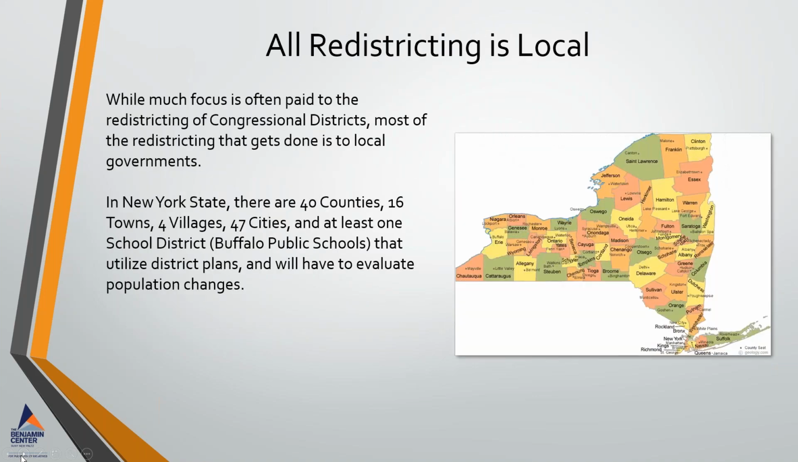Next slide. So all redistricting is local. If you look in the news, there's a big focus on congressional redistricting and the things that play out there. But most of the redistricting that gets done is local redistricting, and even congressional redistricting gets done at the state level. So in New York State, there's 40 counties, 16 towns, 4 villages, 47 cities, and at least one school district, Buffalo Public Schools, that utilize district plans. And each and every one of them is going to have to evaluate their population changes.